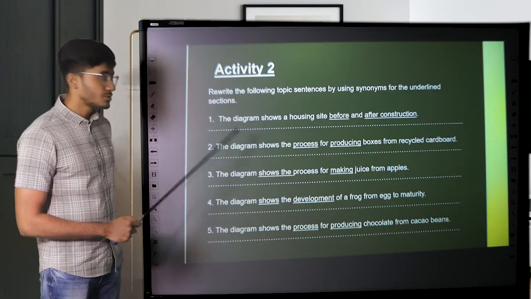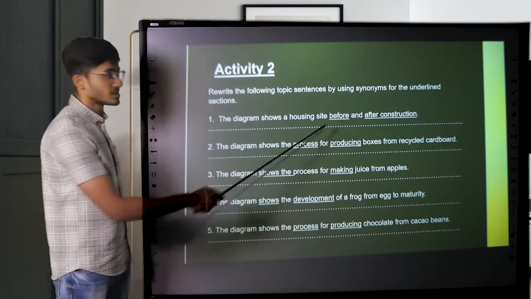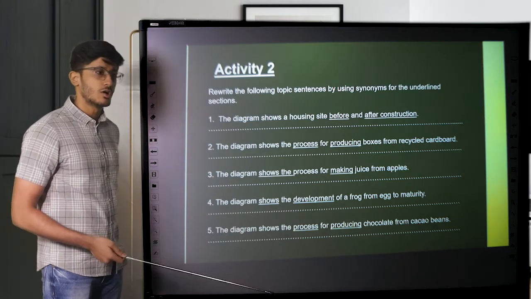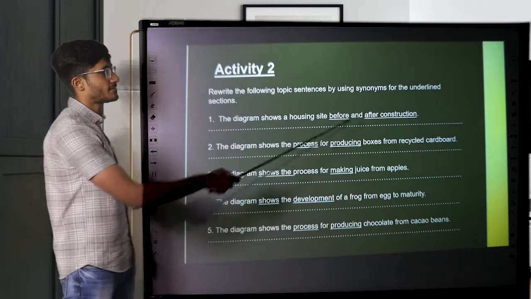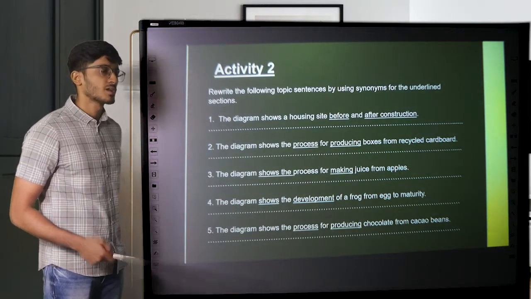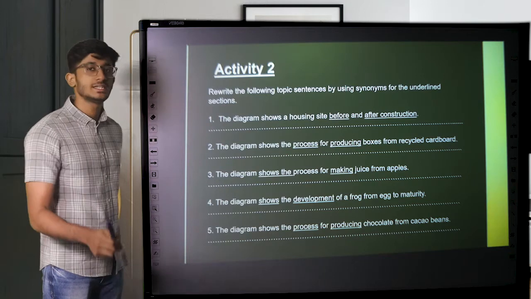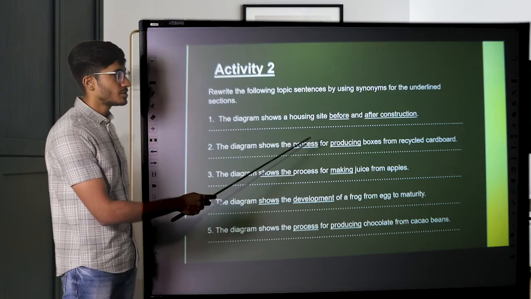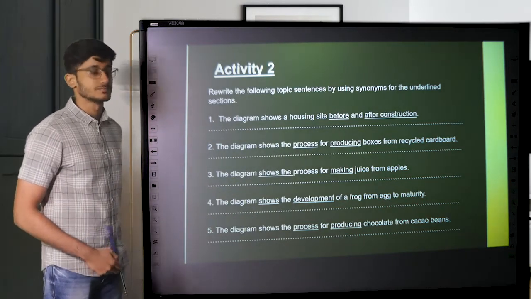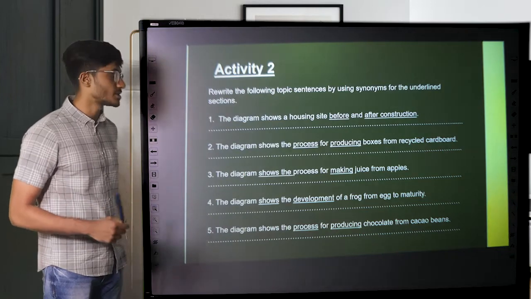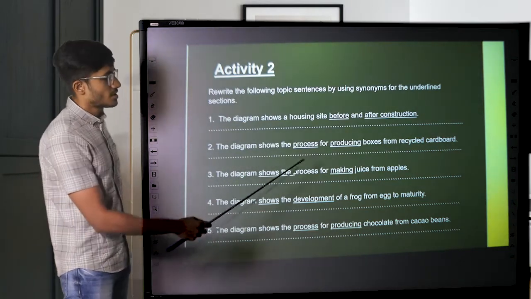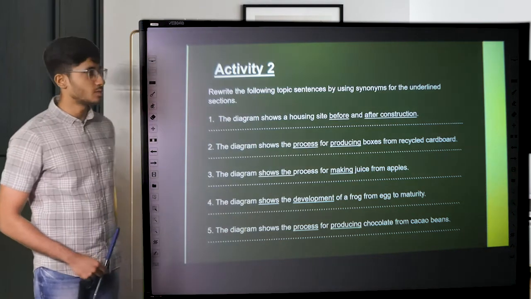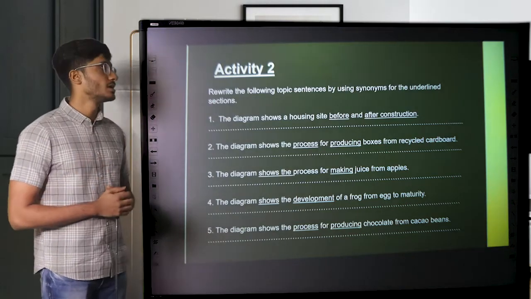So you have to find a synonym for before, which can, for example, be prior or previous, and for after, which can be, for example, preceding. So the diagram shows a housing site prior to and preceding the construction. In this way, you guys have to rewrite the sentences with synonyms of the underlined words, and this will actually sharpen your skills.